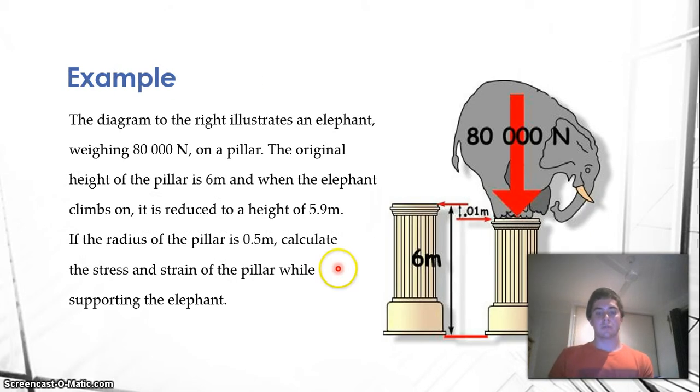Here is an example that I hope will help you understand more about stress and strain. The diagram to the right illustrates an elephant weighing 80,000 units on a pillar. The original height of the pillar is 6 meters, and when the elephant climbs on, obviously having a crane or something, it is reduced to a height of 5.9 meters. If the radius of the pillar is half a meter, calculate the stress and the strain of the pillar while supporting the elephant.